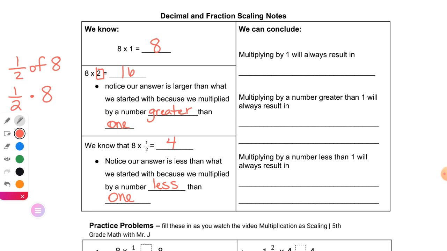Now we're going to make some conclusions about the stuff we know to be true. So we can conclude multiplying by 1 will always result in, Colby? The number we started with. So multiplying by 1 will always result in the same number you started with. And again, you've known that since you started multiplication back at the end of 2nd grade, beginning of 3rd grade.